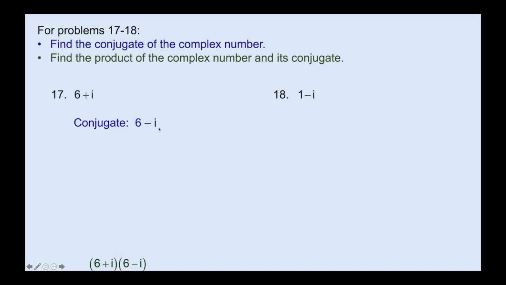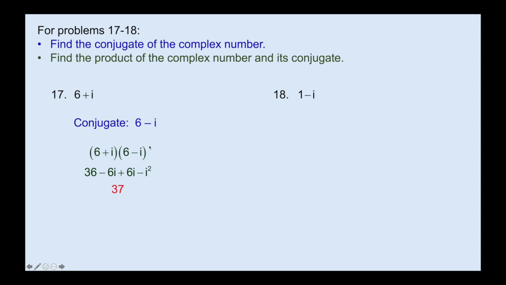And then from there, when I go to multiply them together, 6 plus i times 6 minus i, 6 times 6 is 36. The outer part is going to give me negative 6i. This part is going to give me positive 6i, so I know that those are going to cancel. And then the last is i times negative i, which is negative i squared. From here, once again, the i squared turns into a negative 1, making this a positive 1. 36 plus 1 then is 37, and the middle numbers cancel.